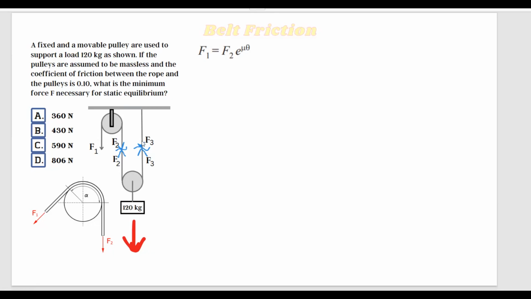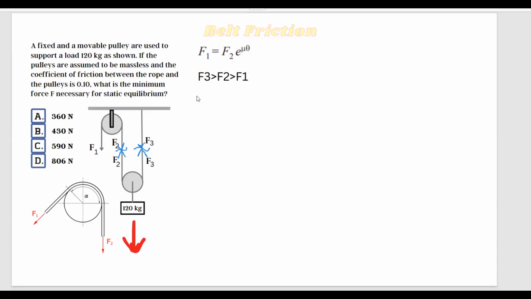And then the bigger force is F3, and then next is going to be F2, and then F1. So we're going to write down F3 is greater than F2 and is greater than F1. And I hope it makes sense why. If not, leave a comment below, please. I'll try again next time.